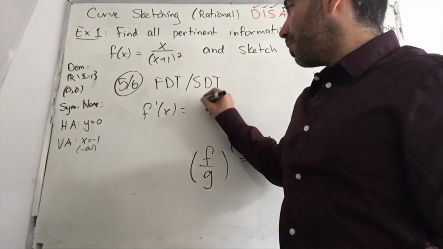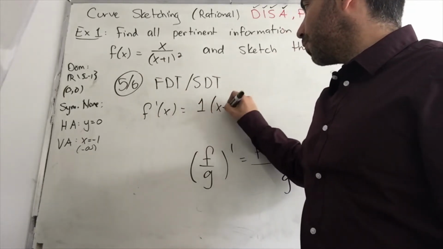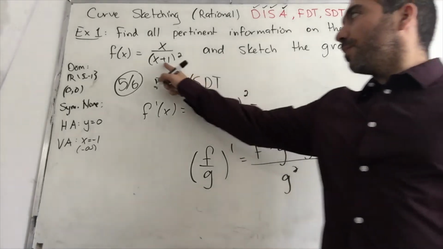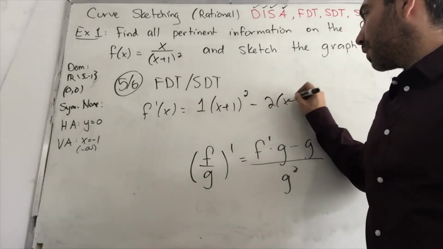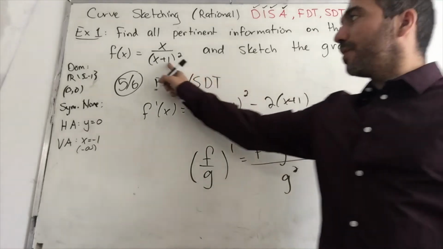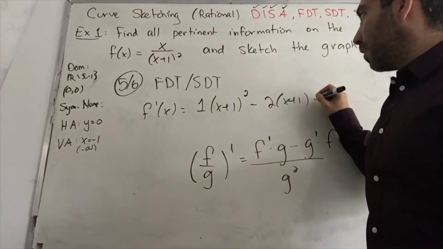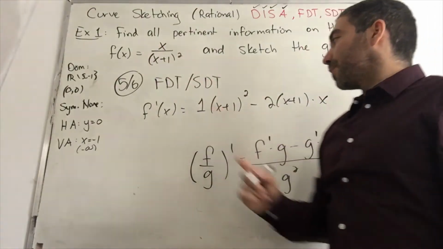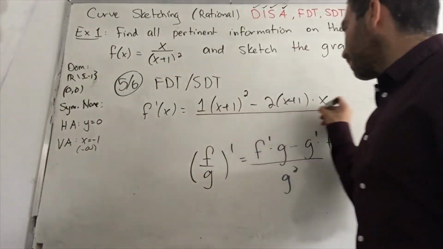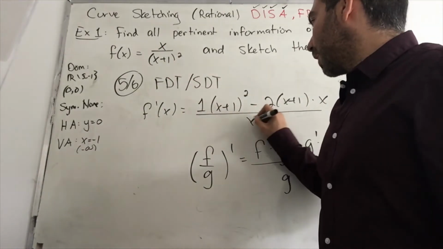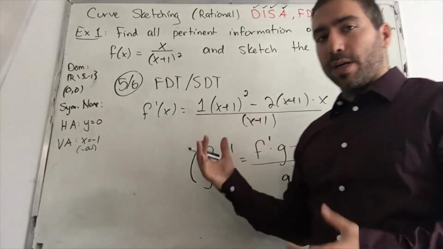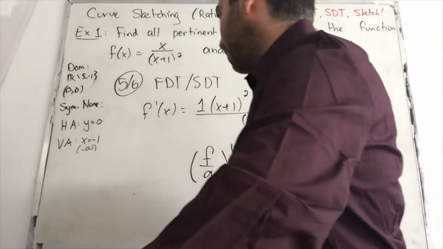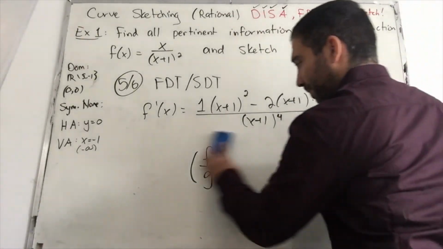So the derivative of the top is 1 times the bottom, we're going to leave as is, minus, because it's quotient rule, the derivative of the bottom is 2 times x plus 1 times the derivative of the inside, which is 1, and then times the original function on top, the numerator, times x. All this over the bottom squared. So x plus 1 squared, all that squared is just x plus 1 to the 4. So let me write it this way. So before I proceed, let's simplify.